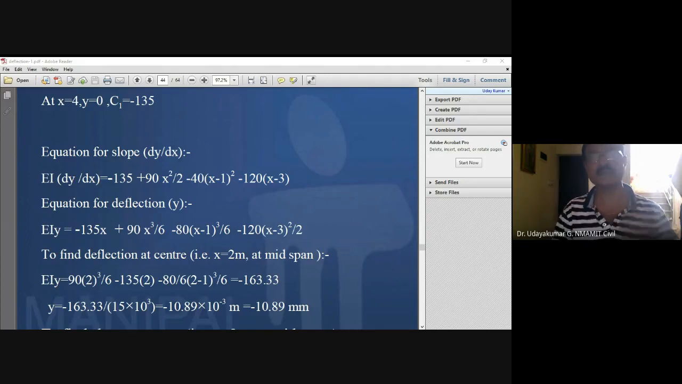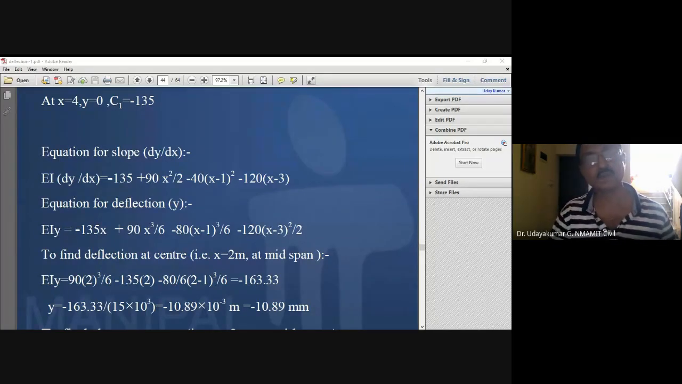Whereas in the case of a simply supported beam, slope is maximum at the supports, and deflection is 0. To get the constants, put x equal to 0, y equal to 0, so you get C2 equal to 0 always for any simply supported beam. And C1 becomes negative. To get C1, what we have to do? Put x equal to L, y equal to 0.